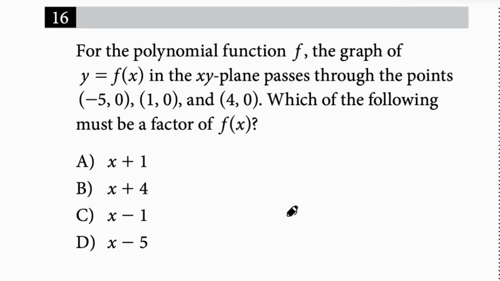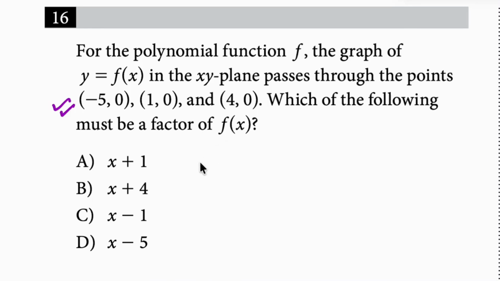Okay, let's do question 16. For the polynomial function f, the graph of y equals f(x) in the xy plane passes through the points (-5, 0), (1, 0) and (4, 0). Okay, so all the coordinates given are where y is equal to 0. That is important for us. We have made the observation that in all three coordinate pairs, the y coordinate is 0. Which of the following must be a factor of f(x)?